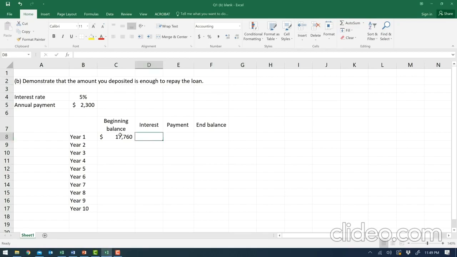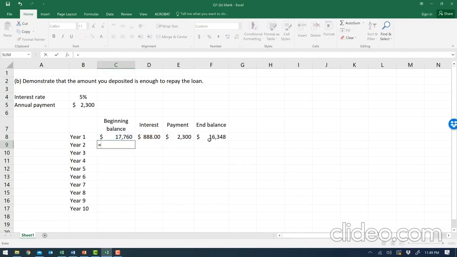We're beginning year 1 with this much money in our bank account. During this first year, the bank pays us 5% interest rate on this amount. So the interest that we earned would equal the beginning balance multiplied by the interest rate of 5%. At the end of year 1, we're making our annual payment. And therefore, the end balance would equal the beginning balance plus the interest that we earned minus the payment that we made.